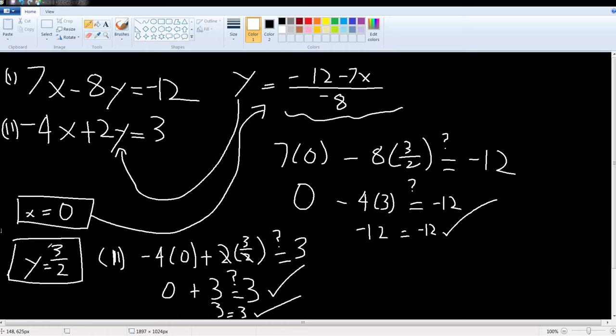So we just solved for x and y using substitution. We got x equals 0, y equals 3 halves. We checked our work. We saw that the equations are actually equal to each other, left and right. And that's it for this equation. All right.